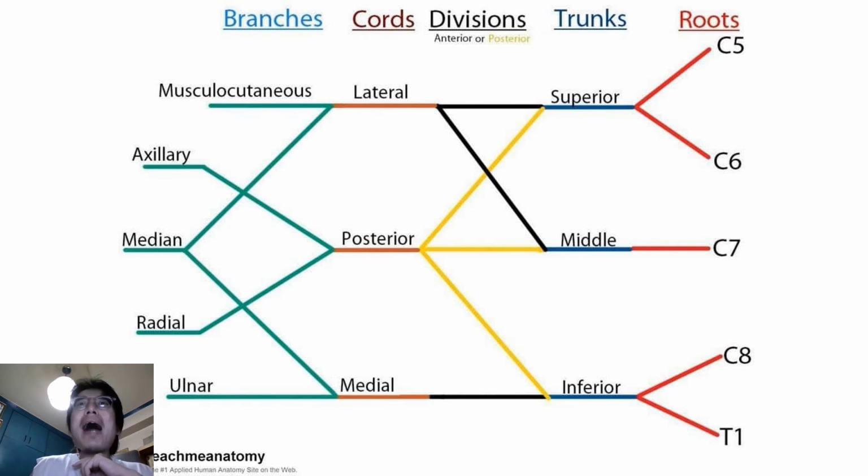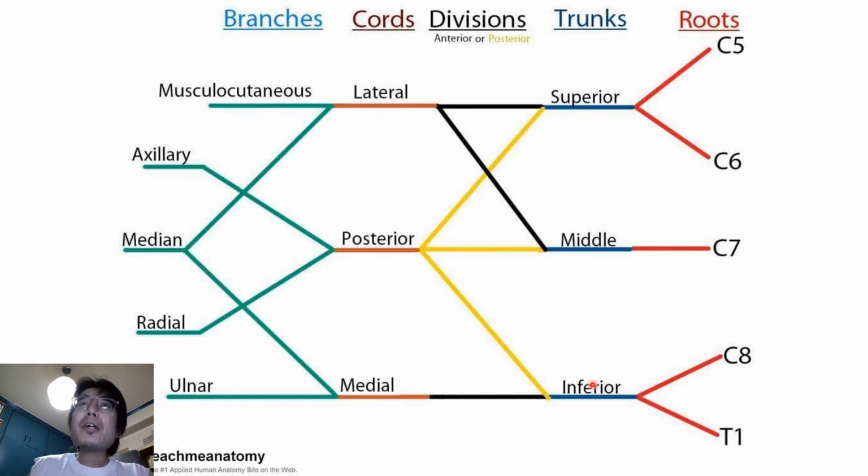Let us go back to this simplified schema of the brachial plexus before we end this brief lecture. Again, we recall that everything starts with the five roots: C5, C6, C7, C8, and T1. C5 and C6 coalesce to form the superior trunk. C7 continues alone as the middle trunk, and C8 to T1 coalesce as the inferior trunk.